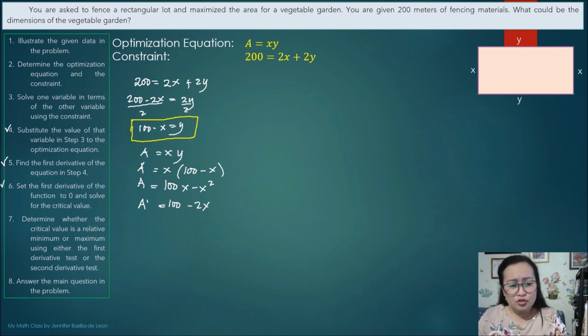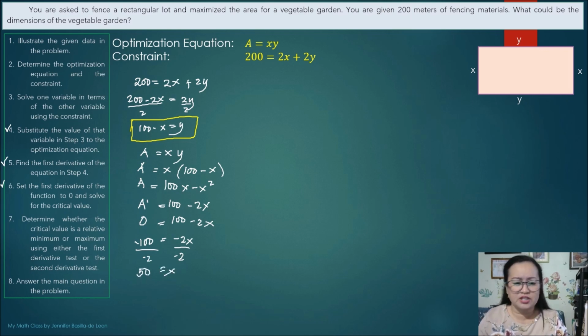And then doing the sixth step, we equate the first derivative of the function to 0 in order to solve for x. So we transpose 100 to the other side. We will get negative 100 equals negative 2x. And then we divide both sides by negative 2. So we will have x equals 50.